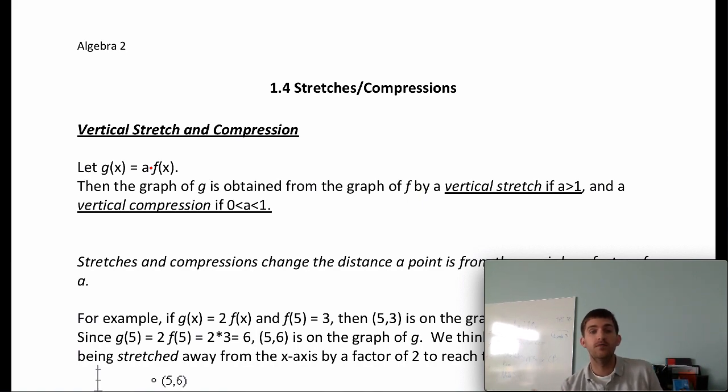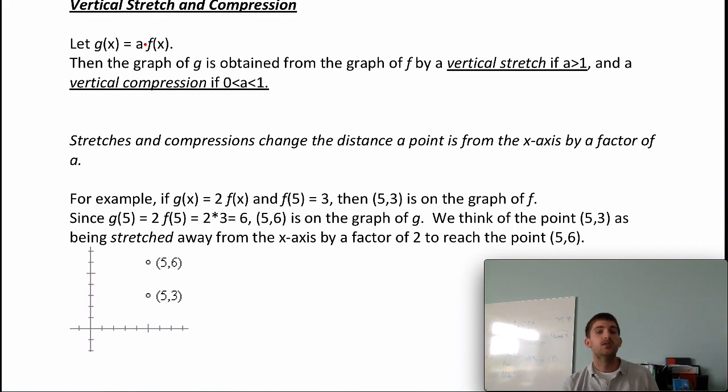So then the graph of g is obtained by taking the old graph of f, whatever we used to have, and it's going to be doing a vertical stretch, so things are going to get drawn out vertically if the a value is greater than 1, and it's a compression if the a value is between 0 and 1, so 0 less than a less than 1. Now, a vertical stretch or compression, to be specific, changes the distance a point is away from the x-axis by a factor of a.